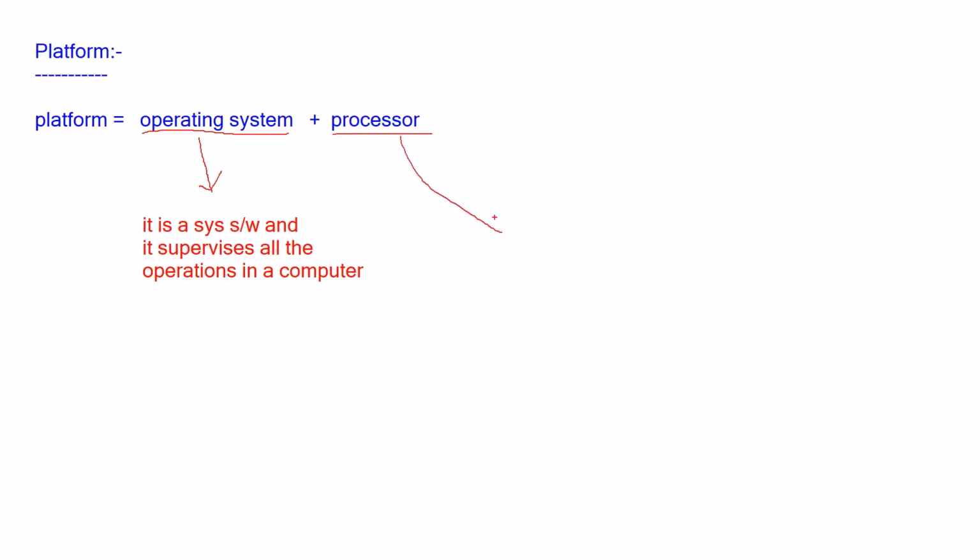And what does the processor do? The processor is a silicon chip on the CPU. The CPU is built on a silicon chip, which is nothing but a processor. It is responsible for running programs, or we can also call them jobs. So the processor is responsible for running the jobs or programs.